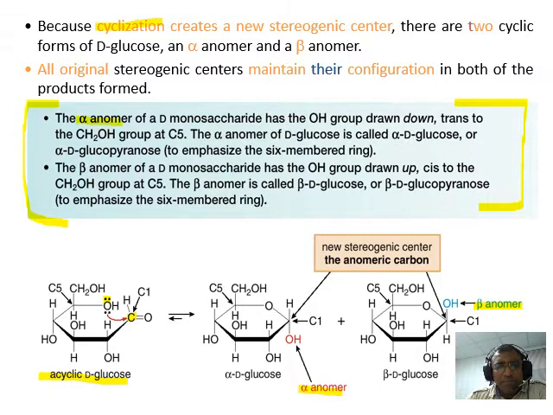The alpha anomer, as written here, is basically where the OH is far away in position compared to C5. Because it's far away, it is referred to as alpha anomer. Then the beta anomer, the OH is at cis position to C5, nearer to C5, and therefore it is referred to as beta anomer.